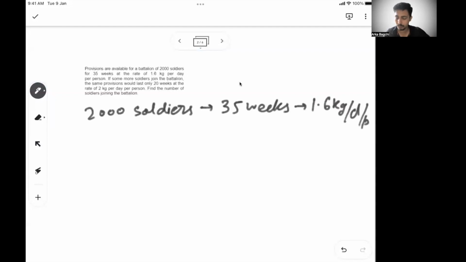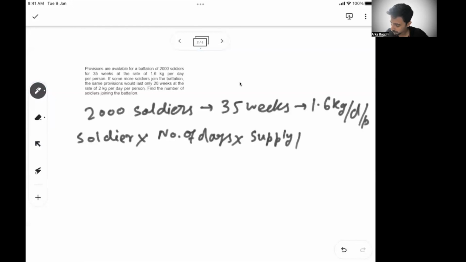So the total is what? Your soldiers into number of days into supply per day per person. So in the first instance, there are 2000 soldiers. This is basically nothing but your total supply.